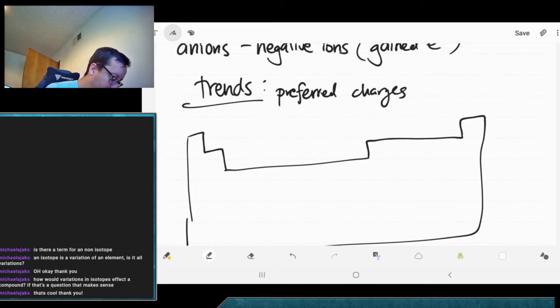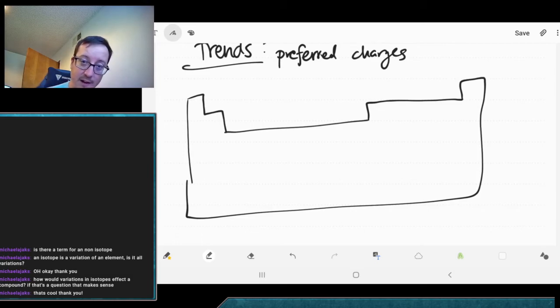So we're going to see the periodic table here as I've drawn it. You know, here's our hydrogen, here's our helium, here's our lithium and beryllium, and so on. I'm not going to write them all out because I don't need to do that. We can just put some numbers on these.